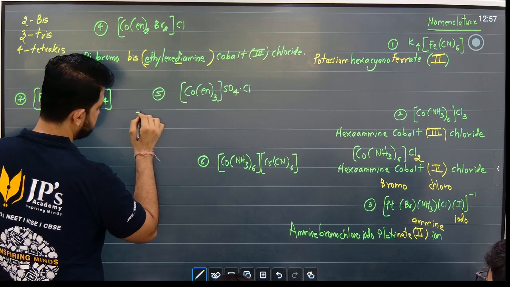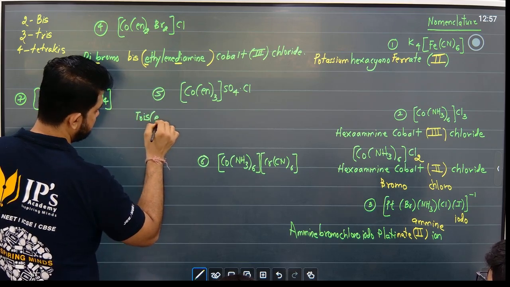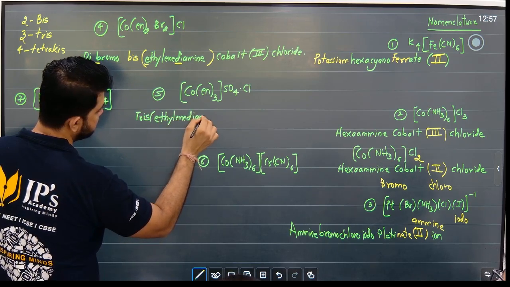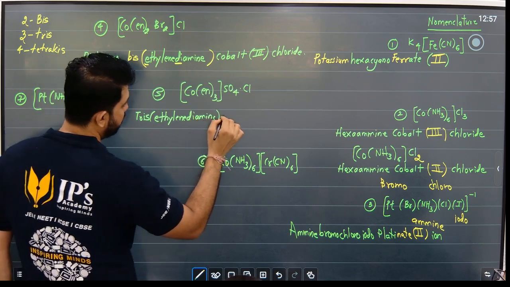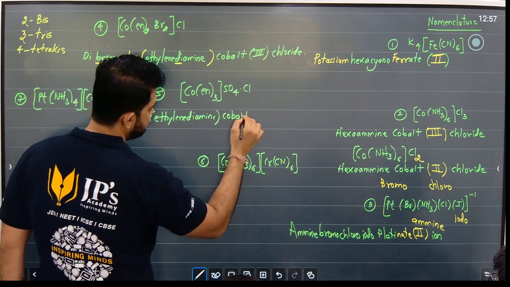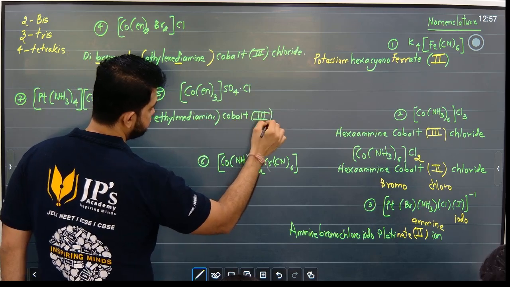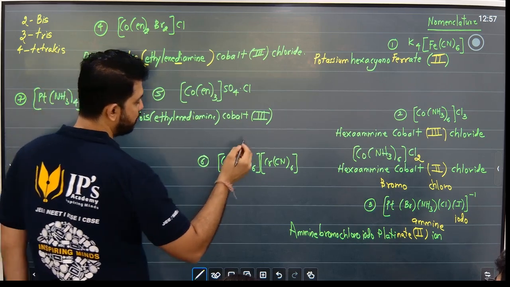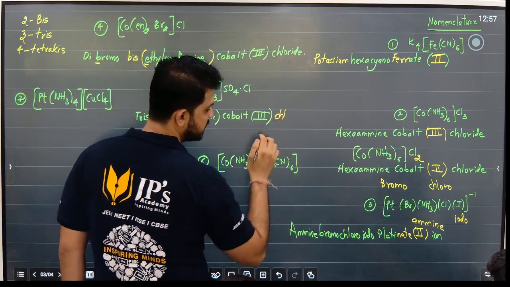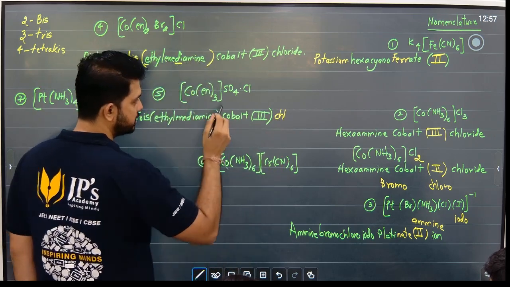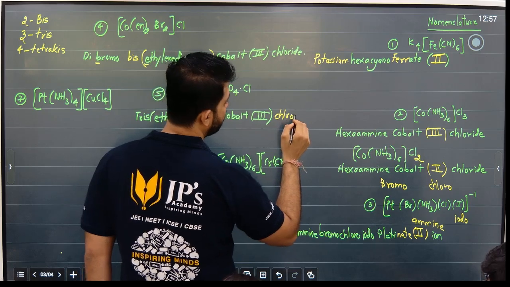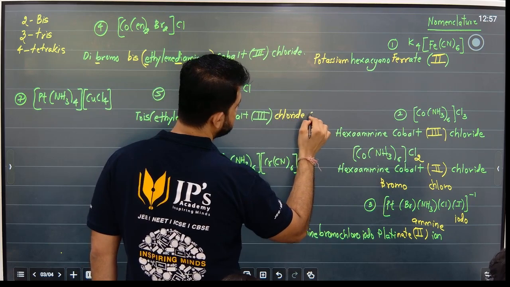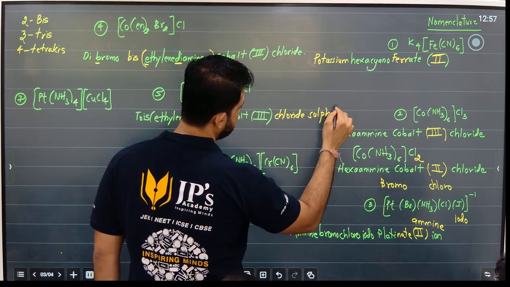Tris, ethylene diamine, cobalt, 3. Alphabetically, what comes first? Chlorine. It's not a ligand. It's outside. It's the ionizable part. Chloride, sulfate.